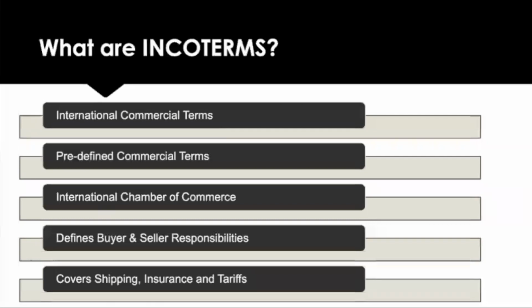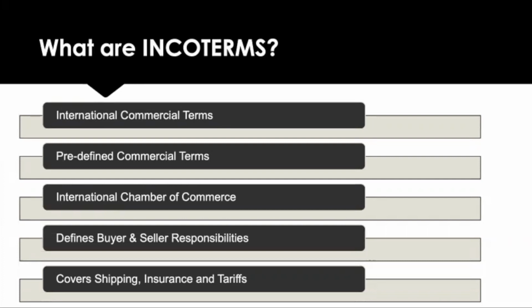So let's start with what are Incoterms. Incoterms is an abbreviation that's broken down as International Commercial Terms. They're a series of predefined commercial terms that have been published by the International Chamber of Commerce and are widely used. They define the responsibilities of the seller and the buyer for the delivery of goods under a contract, and they cover matters such as shipping, insurance, and tariffs.